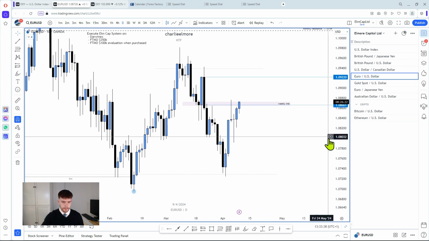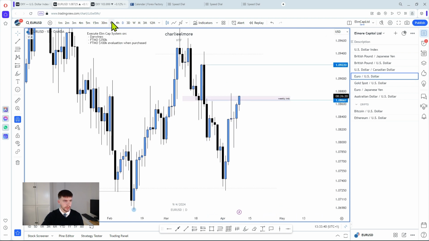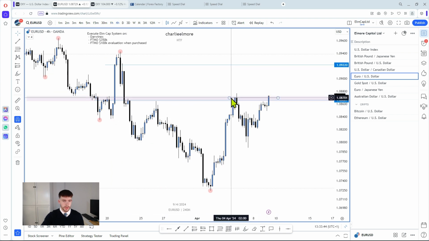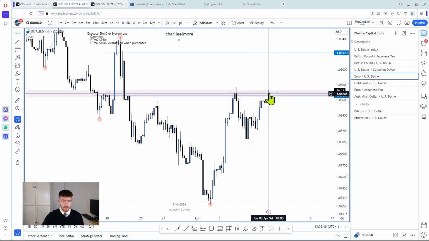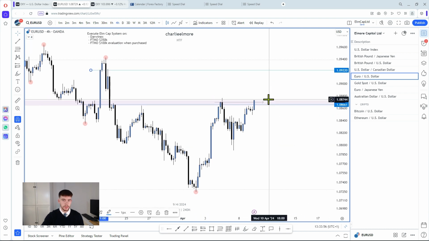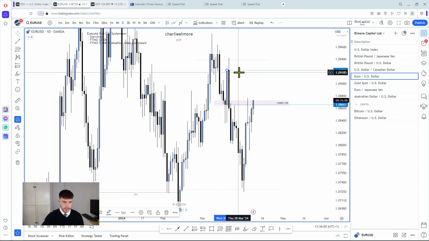Euro dollar. Right, euro dollar. On the 4 hour, we came into this level here, didn't we? So, obviously, if we have a closure above this area on the 4 hour time frame, then we're definitely going to head higher, I would imagine. So that would be the next level there. 1.0922 on the daily. That's that level there.